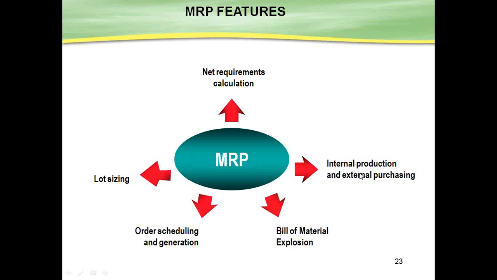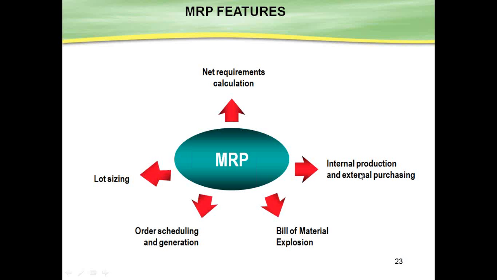First of all, the system will go and explode your BOM and will find out what items you require. After that, it will check whether these items are in stock or not. If they are not in stock, then the system will automatically create a purchase requisition based on the required quantity.